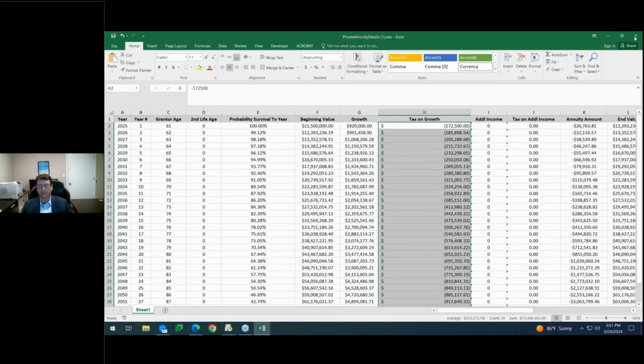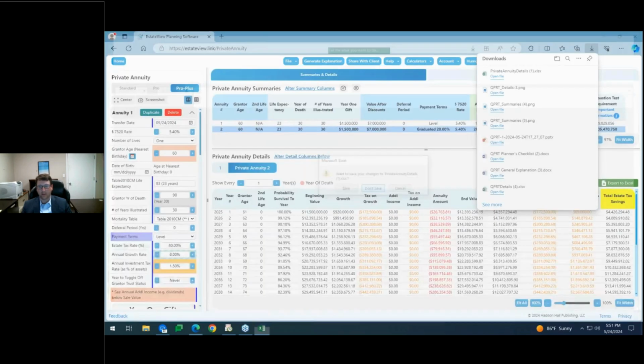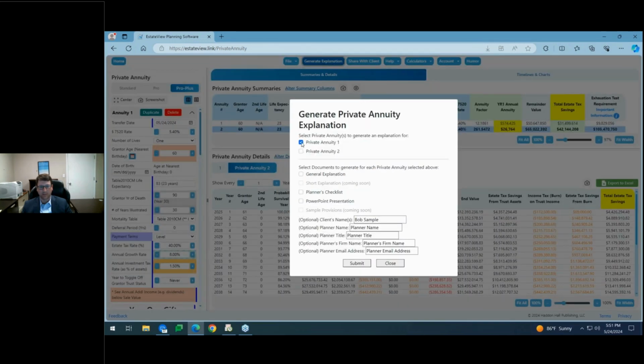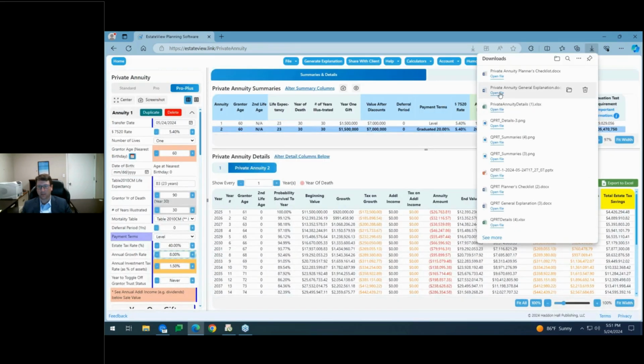So that is one way to show to a client. Another way is we have explanation letters. So we'll just show private annuity 1. We'll have a general explanation, a checklist, and a PowerPoint presentation. You can put in your information here. So it will have basically your information on the PowerPoint when you're sending this to client. We'll submit. It will download our files for us.